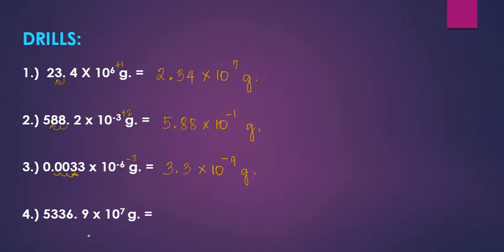And last example or last drill, you have 5336.9. So let's bring this point between 5 and 3. 5.336 times 10. What happened? From this number, it became 5.3, so it decreases. So the exponent should increase by 3. That would be 10 to the 10th power grams.